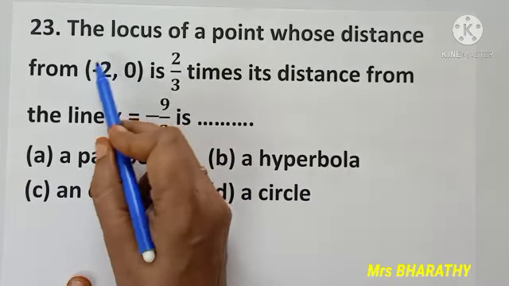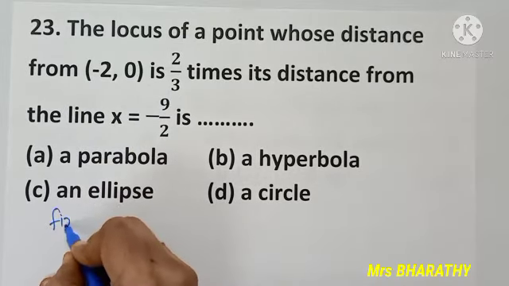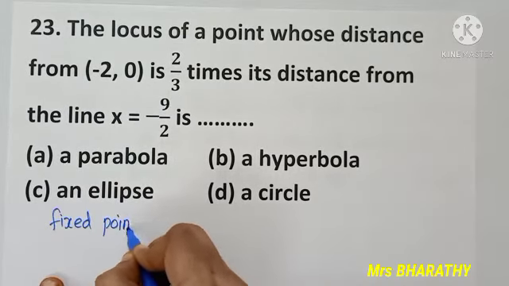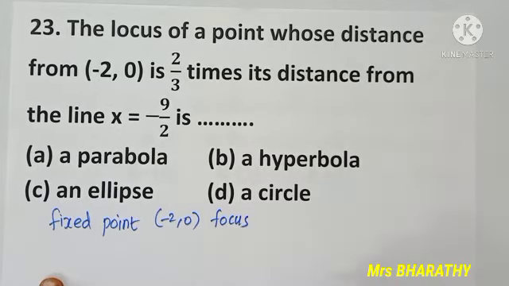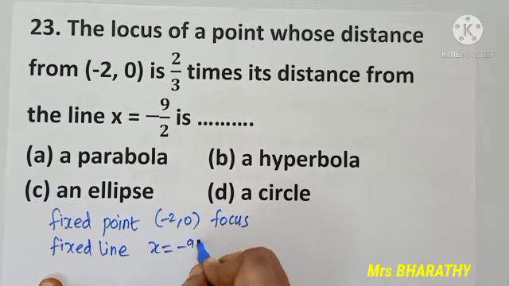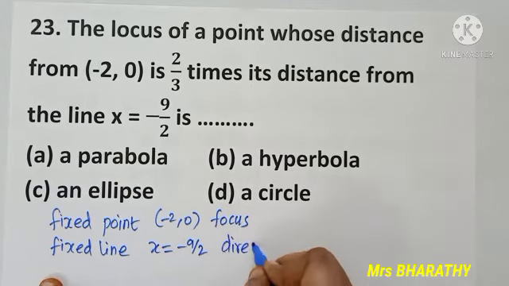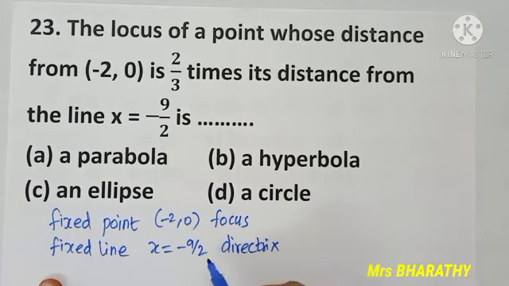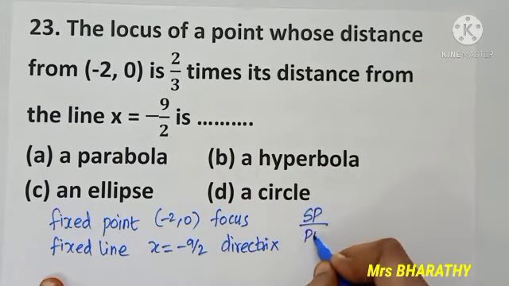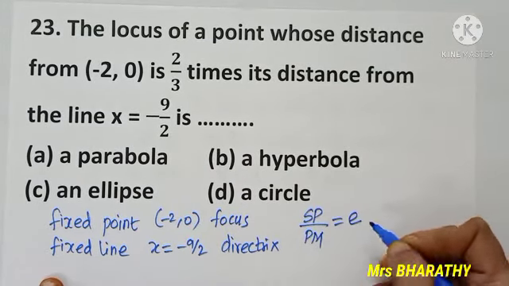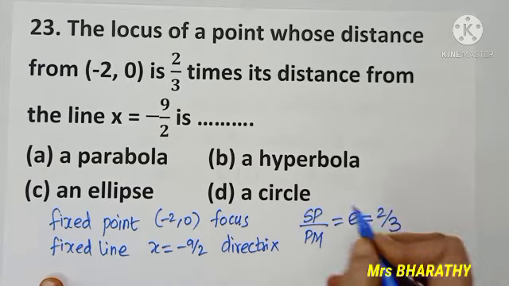There is a fixed point. Call the fixed point as focus. So minus 2 comma 0 I call focus. Distance from the line. So there is a fixed line, that is x is equal to minus 9 by 2, which we call directrix. Once I know focus and directrix, the ratio SP by PM equals E. This E is given to be 2 by 3.